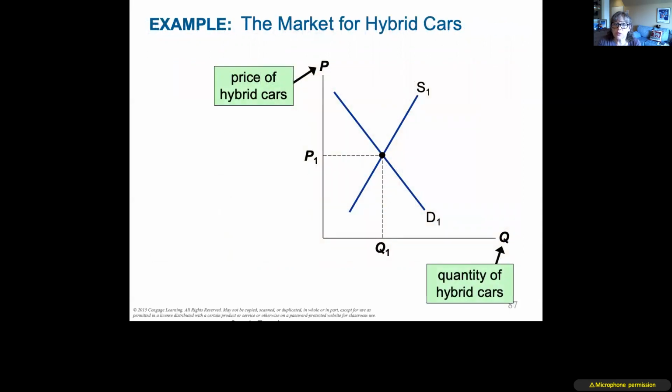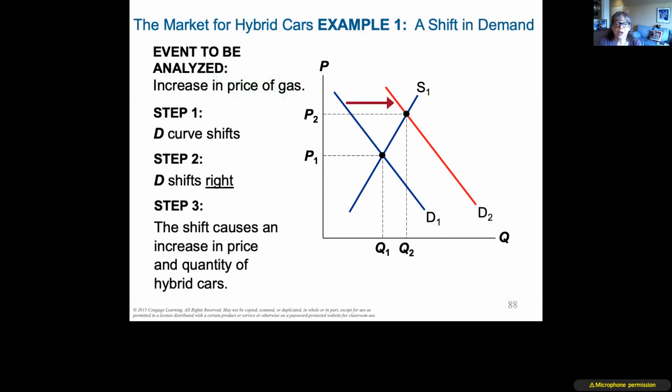So here's the market for hybrid cars. There's a price, there's a supply, there's a demand. P, Q. So if there's an increase in the price of gas, okay, gas is used by consumers to run cars. So what would happen if the price of gas went up? Hybrid cars become more what? Attractive. So if they become more attractive, then the demand at any price point will shift outward.